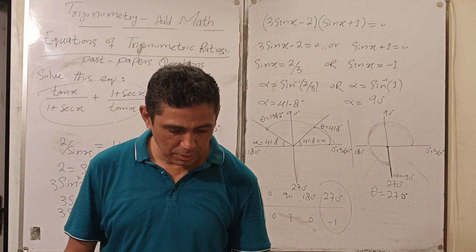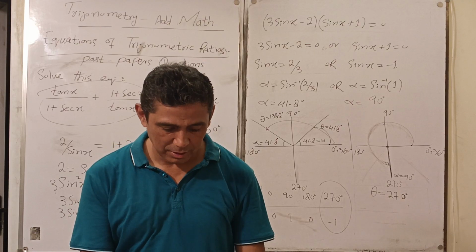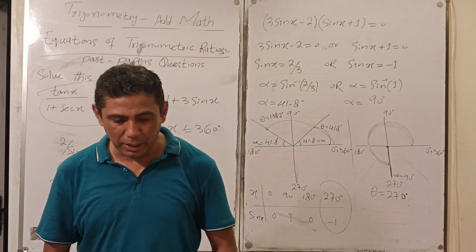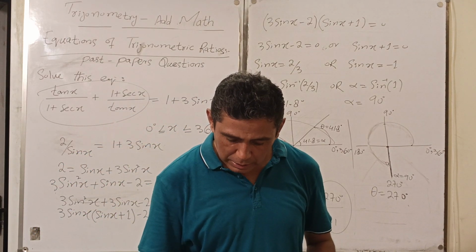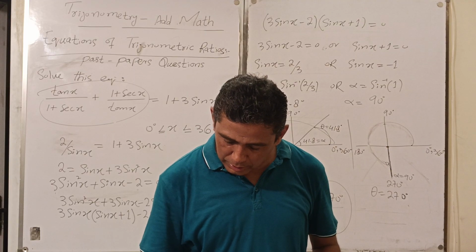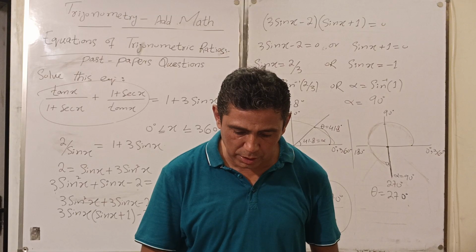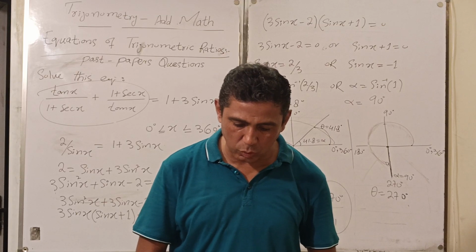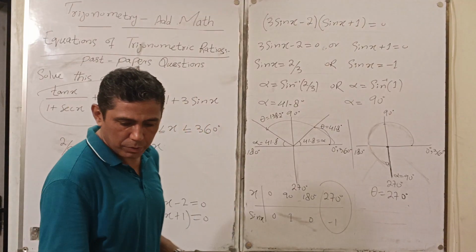Okay, so I think you can do it yourself. It is easy. Now it must seem easy. Now let us take up another question. The question is 2 cot square x minus 5 cosec x minus 1 equal to 0. Now we try to solve it this way.